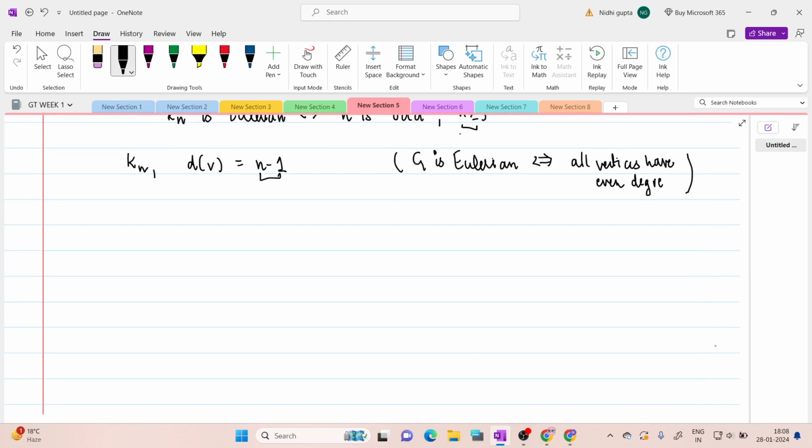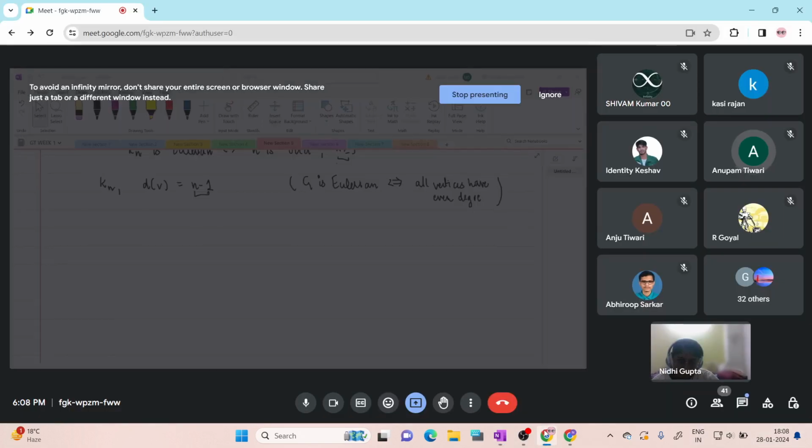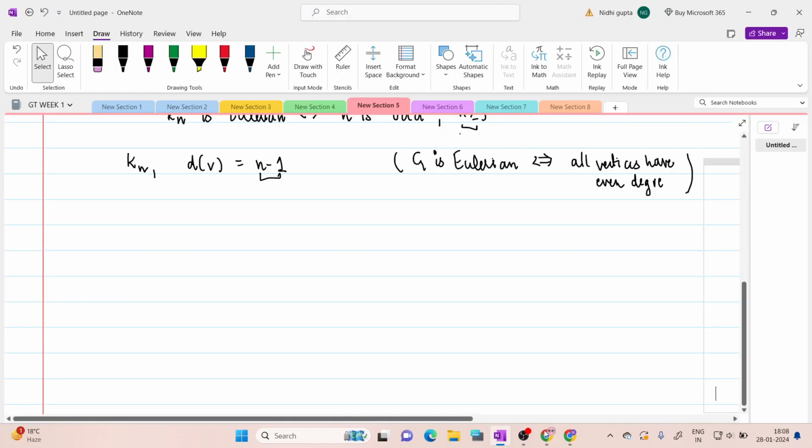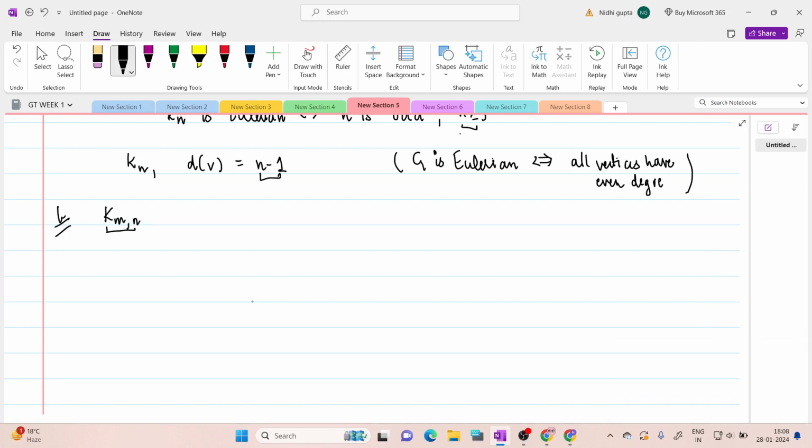Is everyone convinced with it, or any doubts in this? Okay. Now the second part of this question is K_{m,n}. Is everyone aware of this notation? What is this notation?